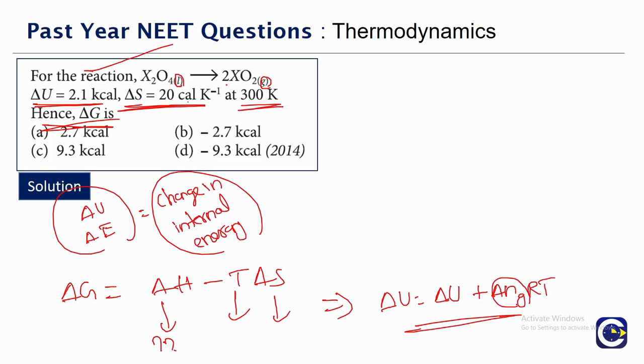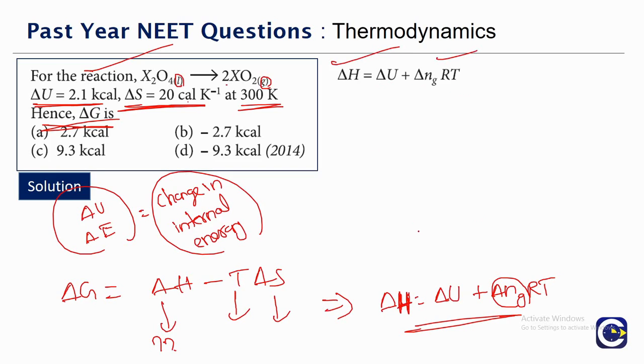And delta Ng is another name for the change in number of gaseous moles for the reaction: product side gas moles minus reactant side gas moles. Okay? So first we are going to find delta H. Delta H is equal to delta U plus delta Ng RT.